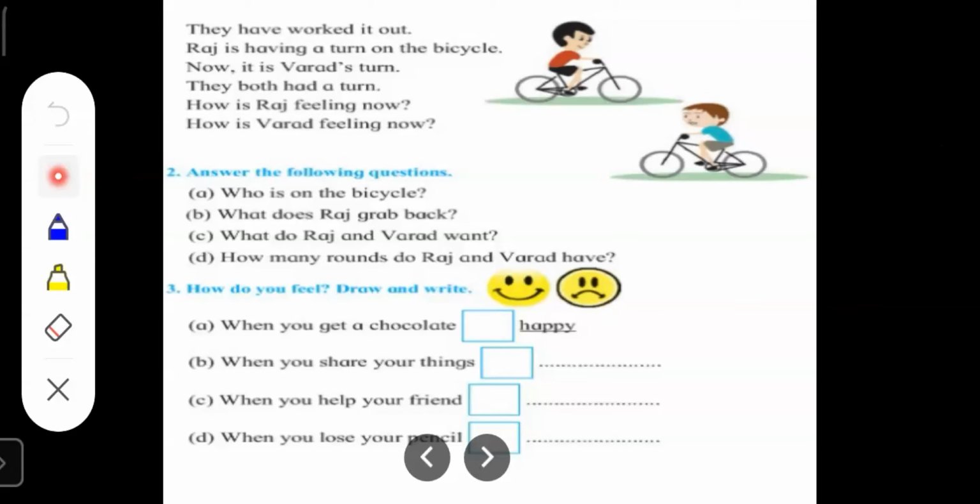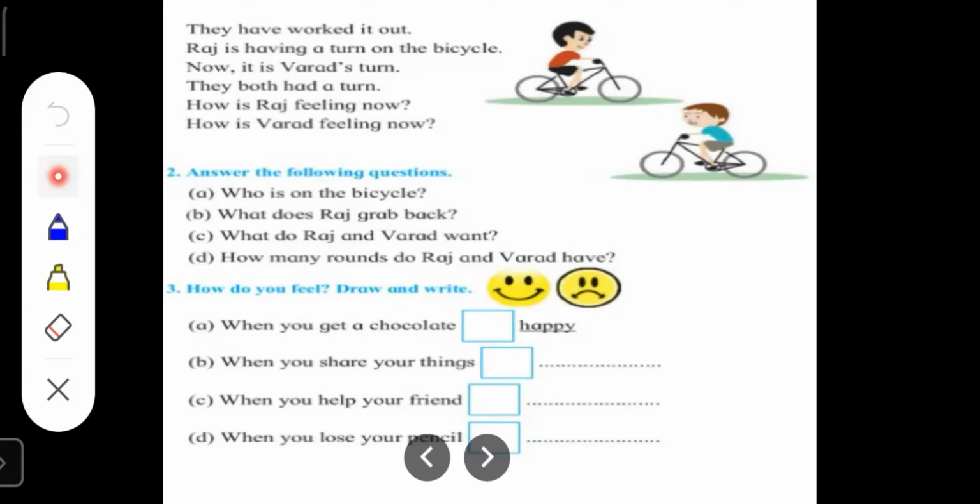Okay. So this is what Raj and Varad do in this lesson. They have worked out a solution. They don't continue fighting till the end. In the end, what happens, children? In the end, Raj and Varad both have worked out a solution.